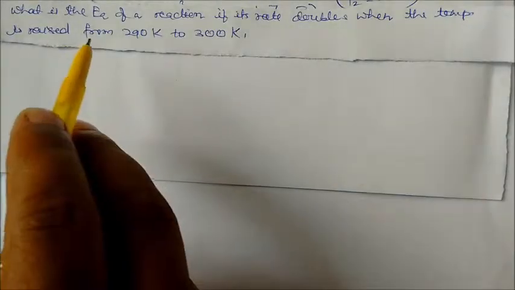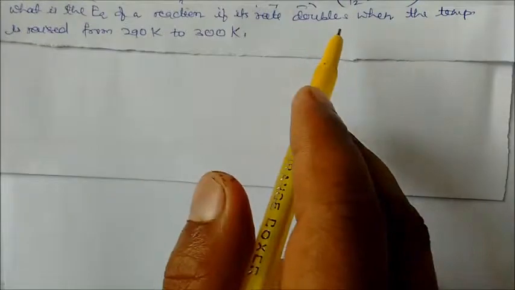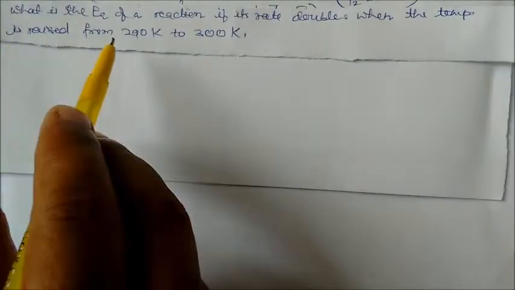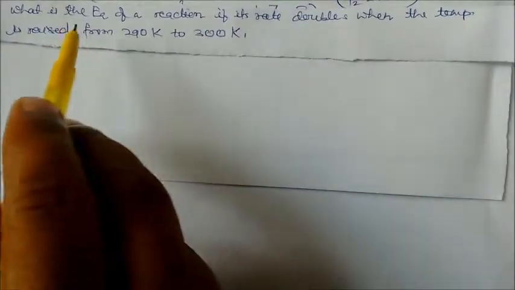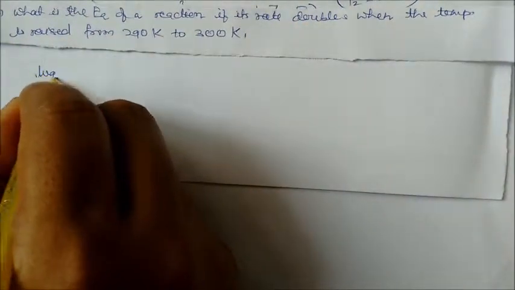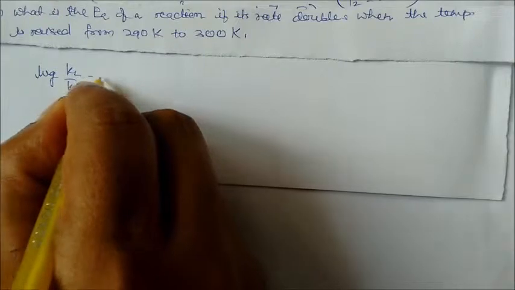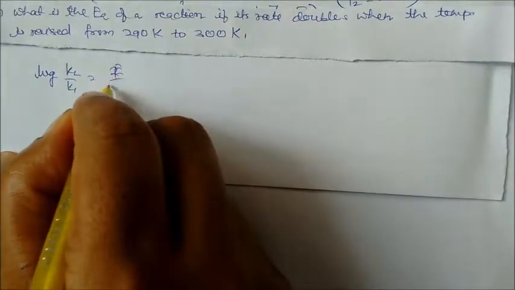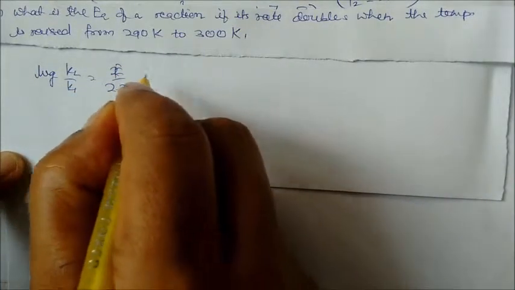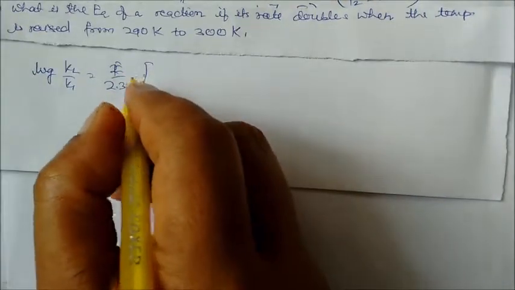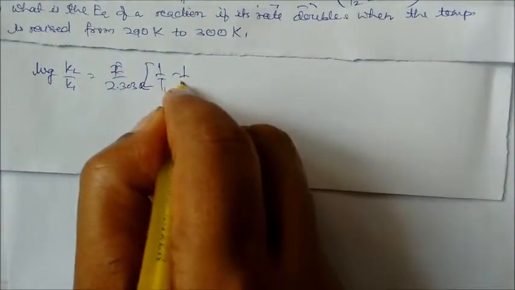What is the activation energy of a reaction if its rate doubles when the temperature is raised from 290 to 300 Kelvin? So we have to find the activation energy, and the rate is doubled. It is a very easy question. You use this formula: log of K2 by K1 equal to EA divided by 2.303 R, into 1 by T1 minus 1 by T2.